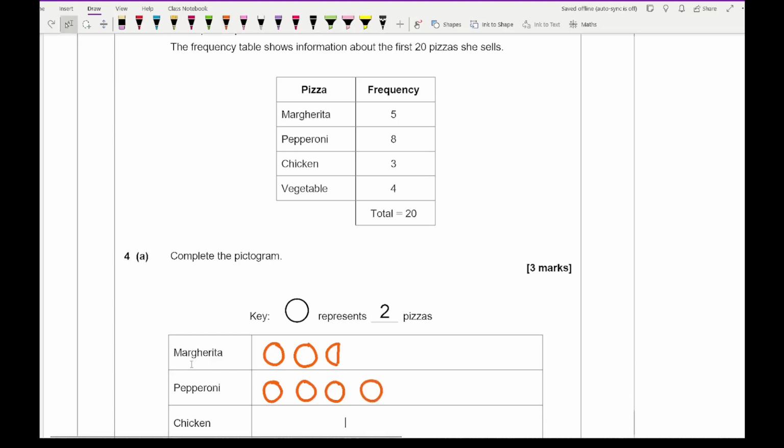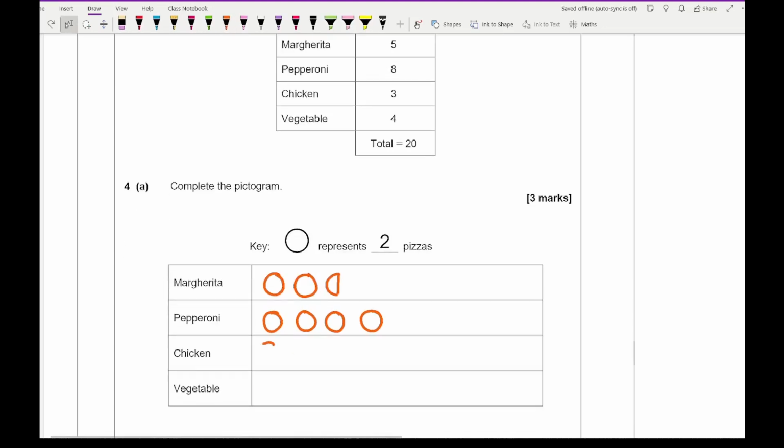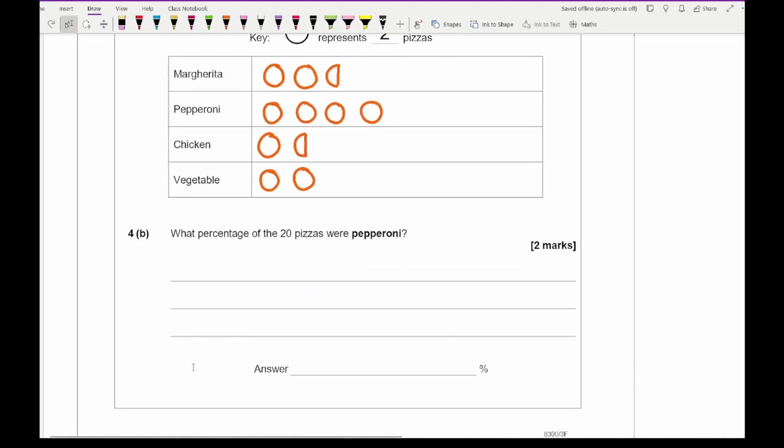How many 2's go into 3? That's going to be 1.5. And then how many 2's go into 4? Well, that's going to be 2. So there is my completed pictogram. It then says what percentage of the 20 pizzas were pepperoni? So there were 8 out of 20, and then because we want it as a percentage, we're going to multiply that by 100. And if I type that all into my calculator, I get an answer of 40.